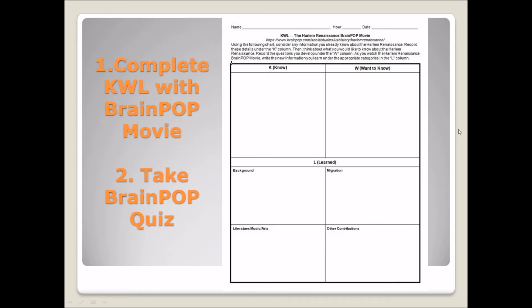After you have completed the theme survey, you're going to move on to the next activity, which is a KWL with the Harlem Renaissance Brain Pop movie. Most of you are familiar with the KWL chart. So we are going to start out by thinking about any information that we already know about the Harlem Renaissance. Anything that I do know, I'm going to record here in this K category.